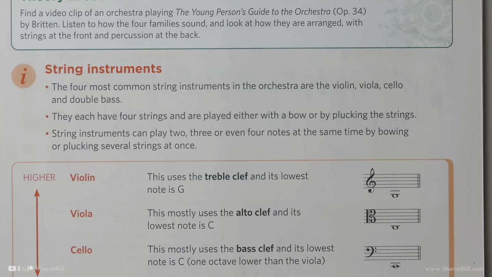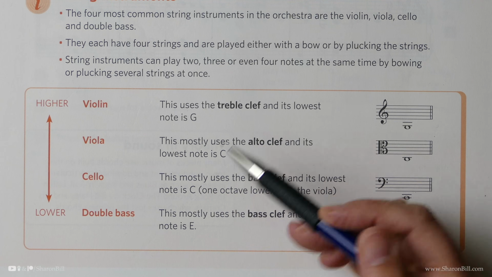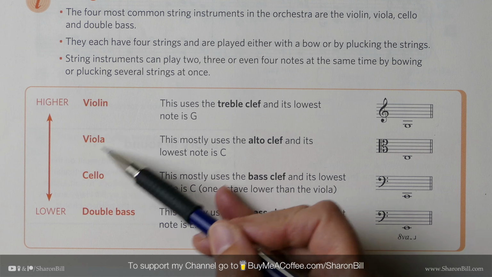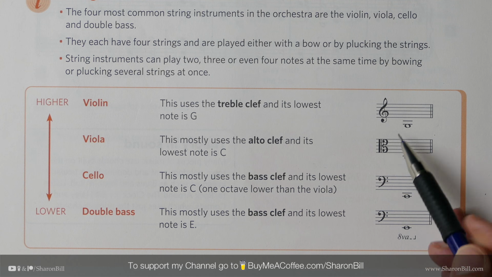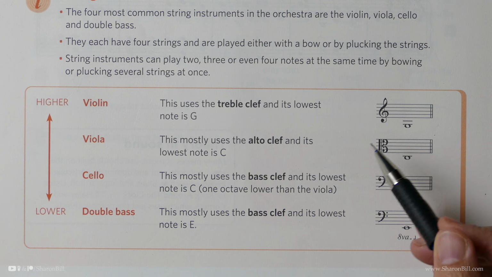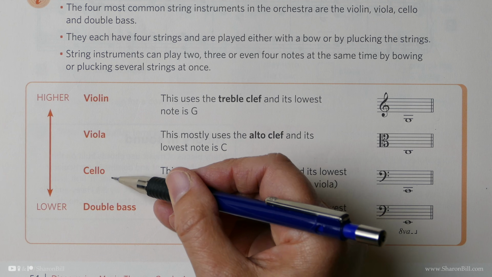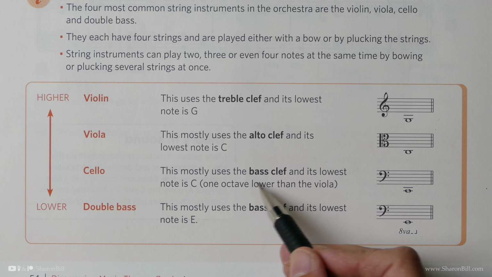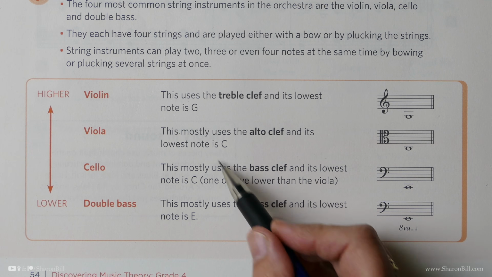However, we tend to have the violin, which is the highest, which uses treble clef. The viola looks like a violin, but it's slightly bigger. So it's still under the chin, but it's slightly bigger. And this is the instrument that reads the alto clef, because it reads that mid-range. It's not particularly high, not particularly low. And then we have the cello, which is the most beautiful instrument. Elgar's cello concerto is simply divine. And this uses the bass clef mostly, and it's lower than the viola, of course.